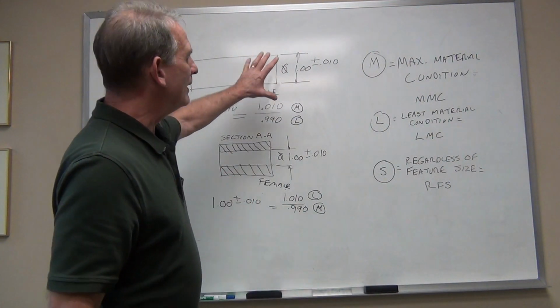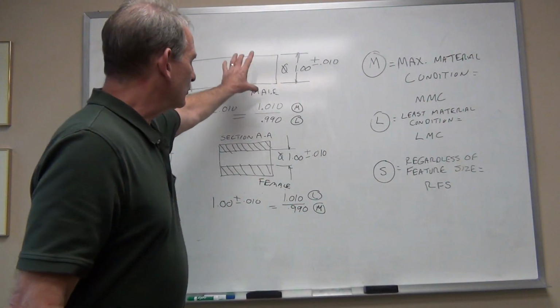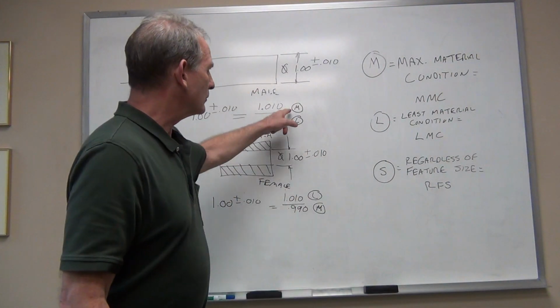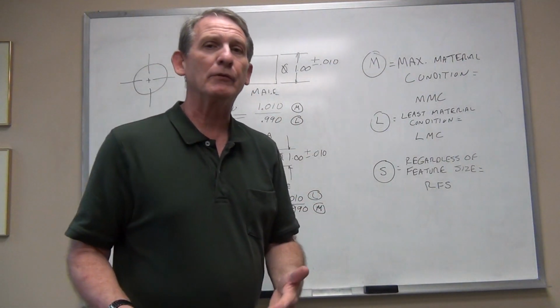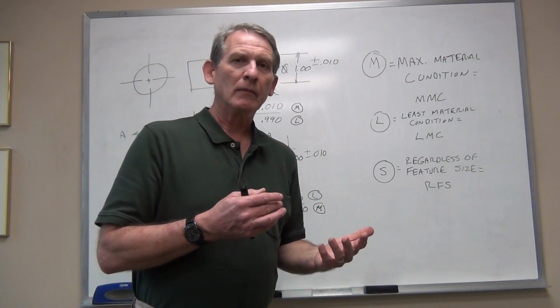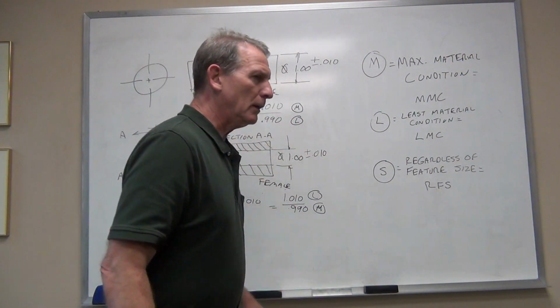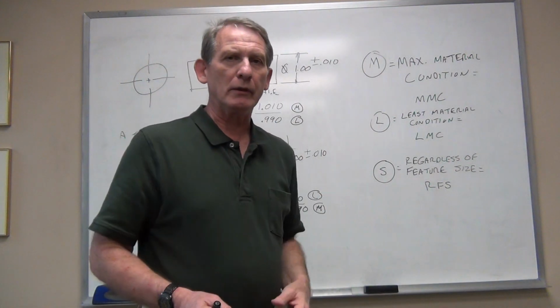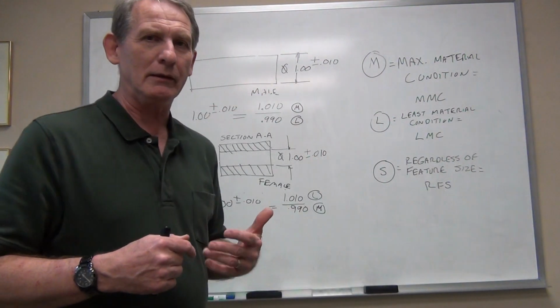Now, in any given part, the actual diameter could be at the maximum material condition, the next part could be at least material condition, the next part after that could be somewhere in between. Each individual part, each individual diameter that you measure is going to be somewhere within that range. If it's not within that range, it's a rejectable part. It's not within the tolerance band.